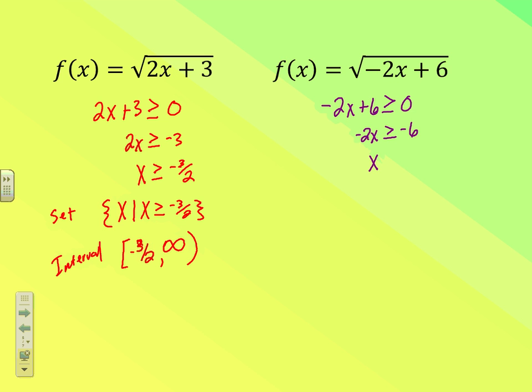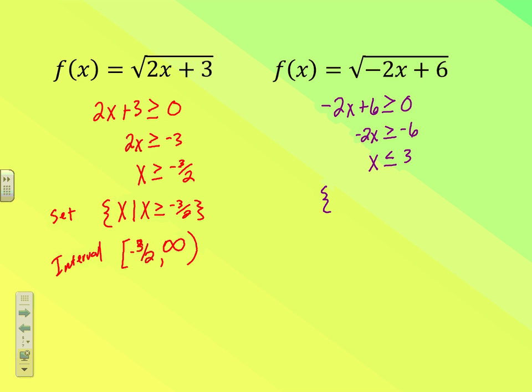Since I'm dividing with a negative number, I have to turn the inequality symbol around. And so I'm going to say now x has to be less than or equal to positive 3. So everything that is 3 or less can't be part of the domain, because that would give us a negative number as a radicand, which would create an imaginary number. So imaginary numbers are not going to be part of a domain.